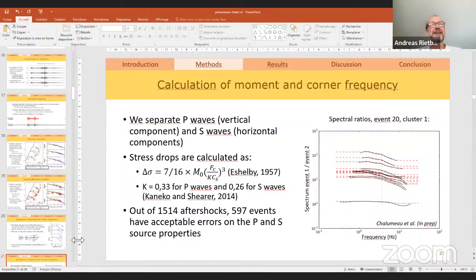Do you have any idea, or what's your opinion about how much your measurements of stress drop, mainly the source corner frequencies or the source radius, are influenced by changes of the material properties in the post-seismic phase? And do you have any idea how we could mitigate for this, or how we could detect that something has changed in the material?